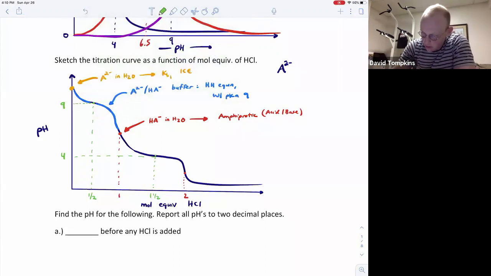If you keep titrating with acid, then you're going to go into the second buffer region where the pH flattens out again. But now this buffer is a mixture of HA minus, some which has not been titrated yet, and then the final diprotic acid, H2A. So that one is going to be another buffer, but now we use the Henderson-Hasselbalch equation with the appropriate pKa of 4.